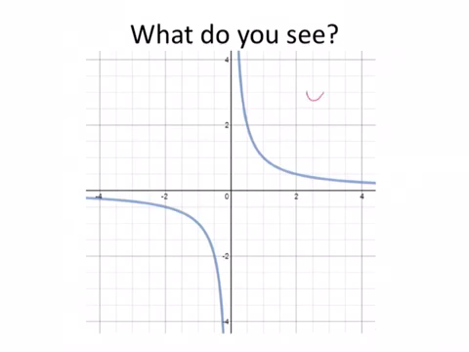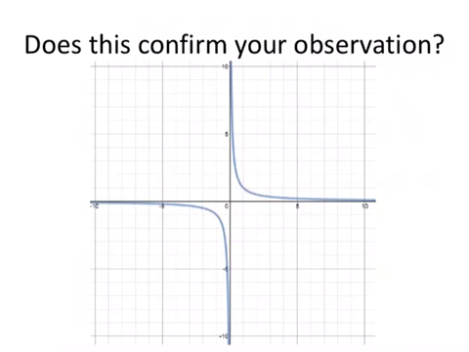Here's the graph of y equals 1 over x. So what do you see? Do you see that possibly there's an asymptote here? What about here? And here? And here? Well, when we zoom out a little bit, we can see that indeed it is an asymptote.